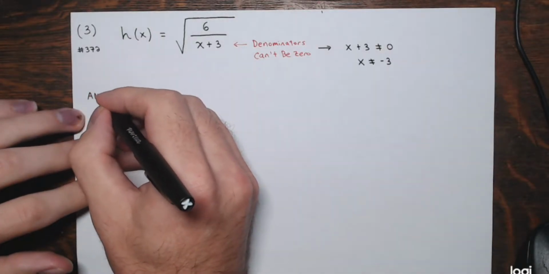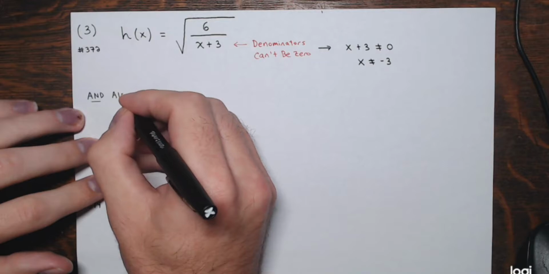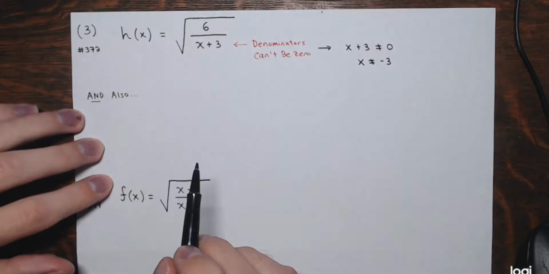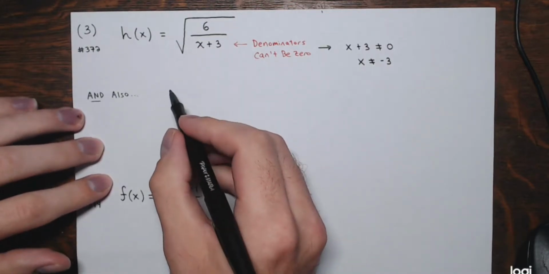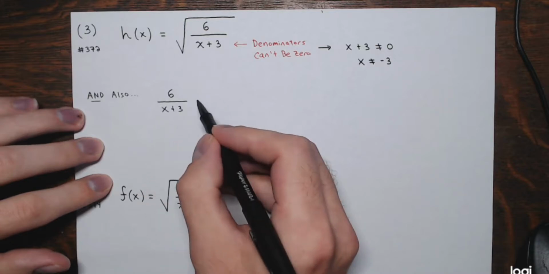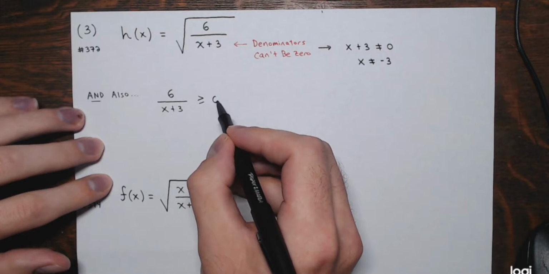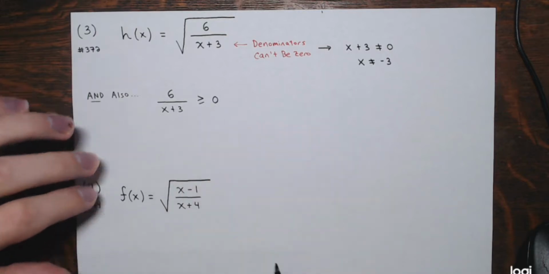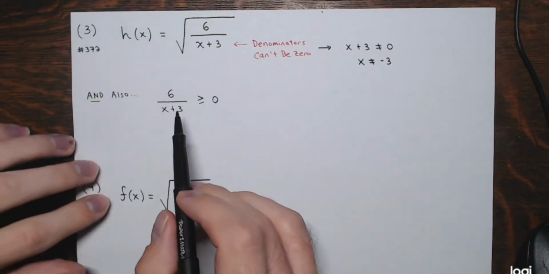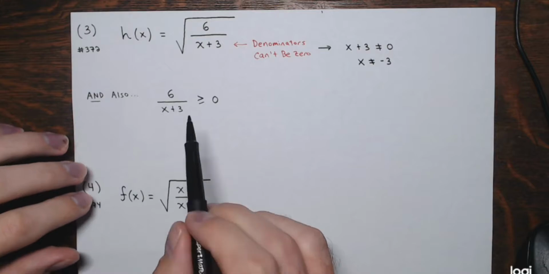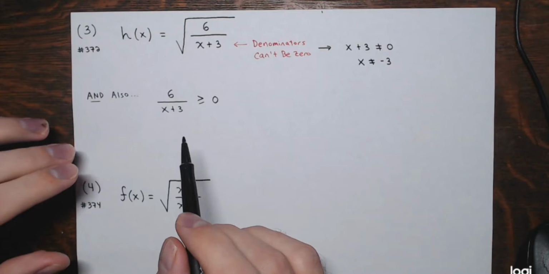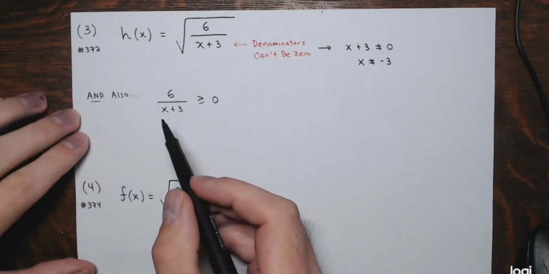and also the radicand can't be negative, right? So 6 divided by x plus 3 has to be greater than or equal to 0. Right, setting up the same kind of inequality I've been doing with these other square root functions, right, in number 1 and number 2. And then solving this. Now, this is one of those rational inequalities. Hopefully you recall, I've done videos before on solving rational inequalities.